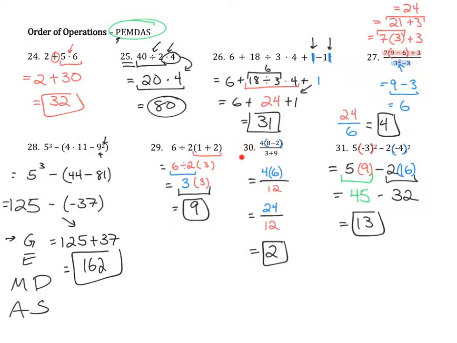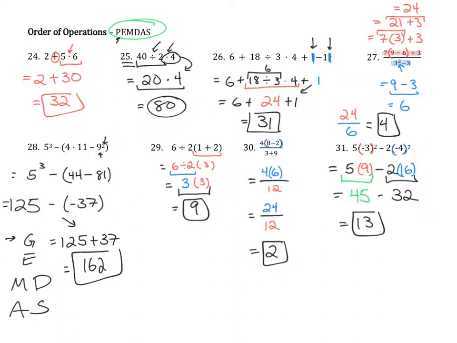This is a lot like number 27. We have to simplify the top. There's a set of grouping symbols here. 8 minus 2 is 6, still in the grouping symbols. Bring the 4 along in front of that set of grouping symbols. In the denominator, the bottom, we have 3 plus 9 is 12. So the bottom is simplified all the way. In the top, 4 times 6, we can multiply that to get 24. 24 divided by 12 is 2.